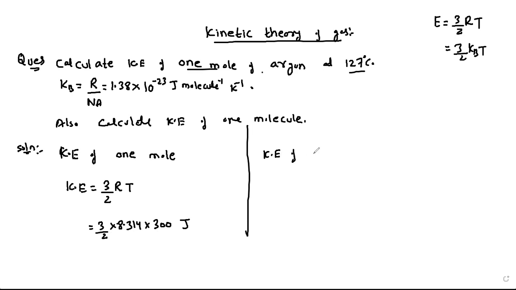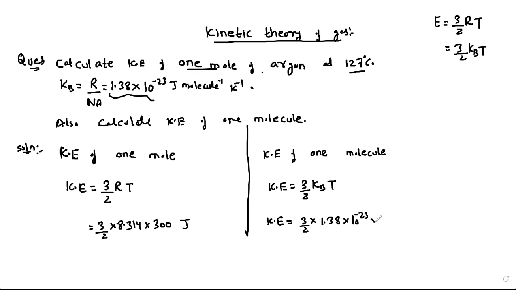But instead, if I ask you to calculate the kinetic energy of 1 molecule, then for 1 molecule you can write that kinetic energy is 3 by 2 into Boltzmann's constant into temperature. Kinetic energy is 3 by 2, Boltzmann's constant is this, 10 raised to the power minus 23, into 300 joules. Noor and Fazil, is it clear, both these things?